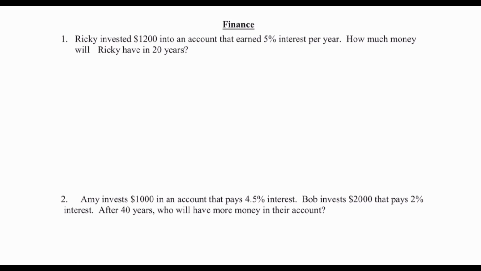Number 1, Ricky invested $1,200 into an account that earned 5% interest per year. How much money will Ricky have in 20 years? And notice this time, we don't have the equation. So let's start by figuring out the equation.